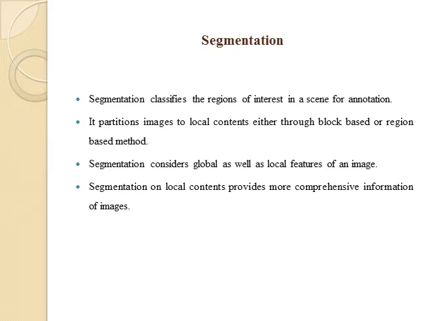The first step is segmentation. Segmentation classifies the region of interest in a scene for annotation. It partitions the image into local contents either through a block-based or region-based method. Third, segmentation considers global as well as local features of an image. Segmentation on local contents provides more comprehensive information about images.